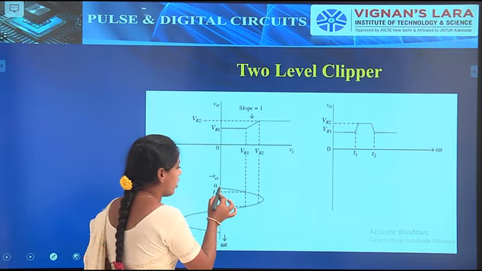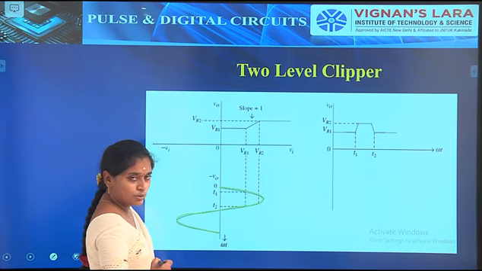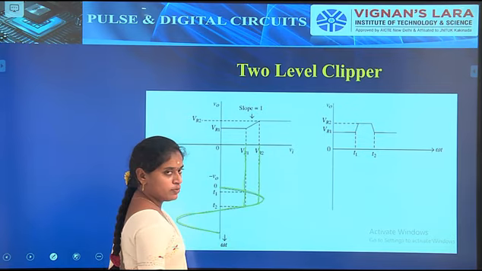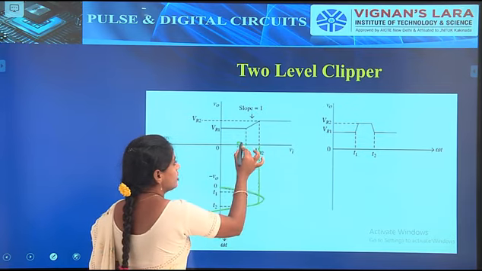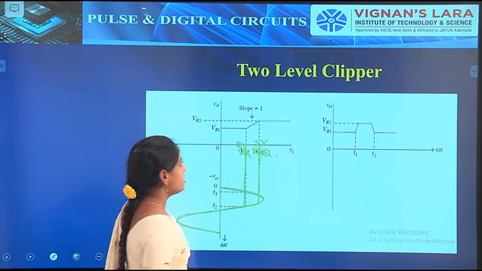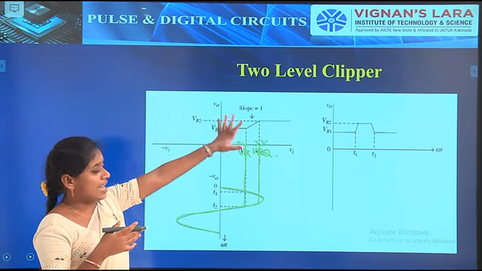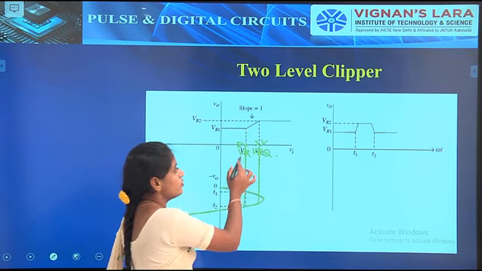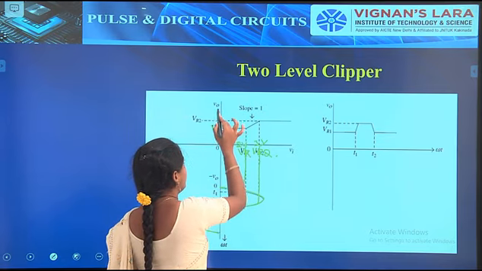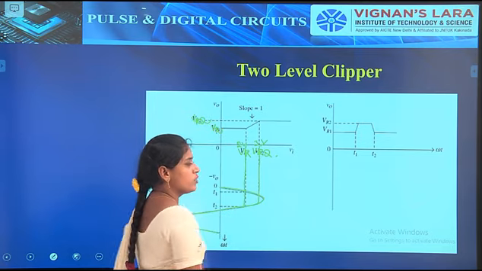So first of all I have to draw the sinusoidal signal, and in this sinusoidal signal I have to represent the VR1 and VR2 conditions. Obviously VR1 will be 2 volts and VR2 will be 3 volts. We have to assume it like that. From this we have to represent the output side on the x-axis and y-axis also. In the x-axis we represent the input, in the y-axis we represent the output. So the output voltages will be VR1 and VR2, and in between these we produce the V input.